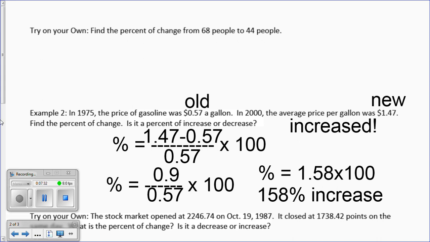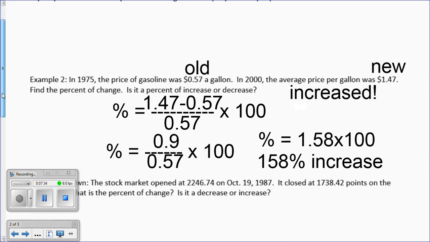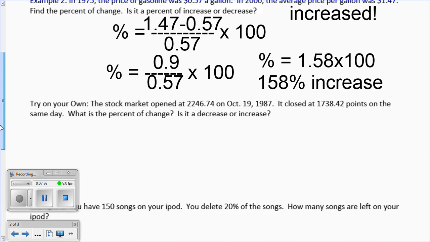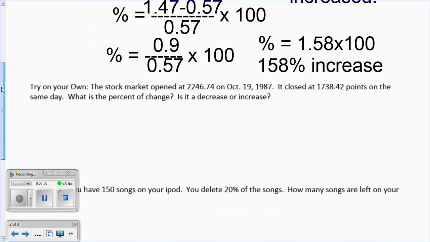Okay? So, you have a try on your own. Ooh, I gave you a little bit harder one, just because it has bigger numbers in it. So you're going to go ahead and do this one. Same way I did mine. Okay? Let's try that one on your own.